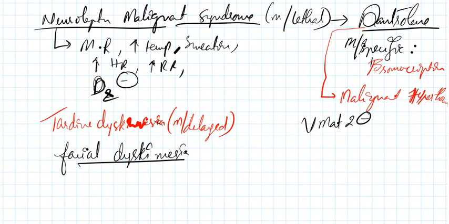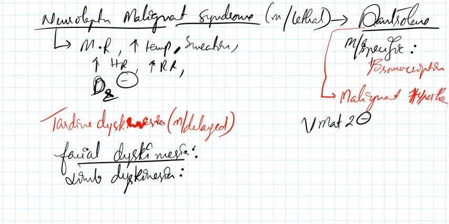So facial dyskinesia means what will be present? Tongue protrusion, lip smacking, limb dyskinesia, piano finger movements. You just see tongue protrusion and lip smacking. And another side effect which you see is limb dyskinesia. In limb dyskinesia, what will you observe? Piano-like finger movements and foot tapping.